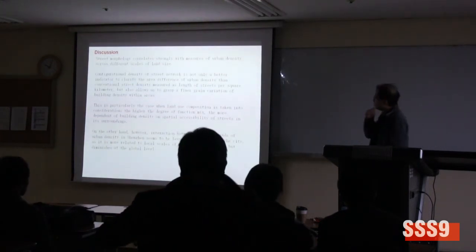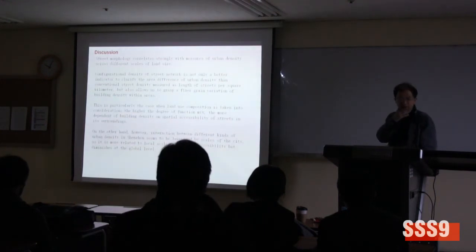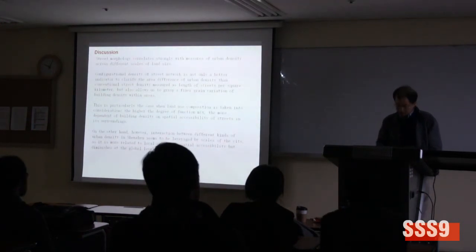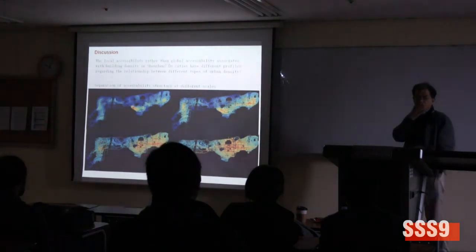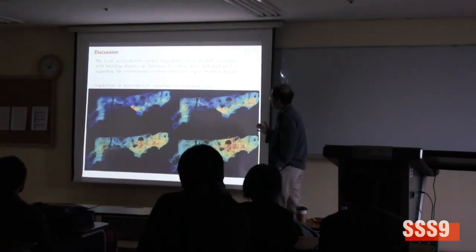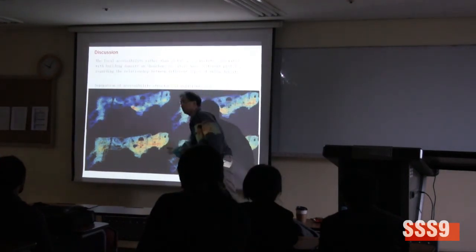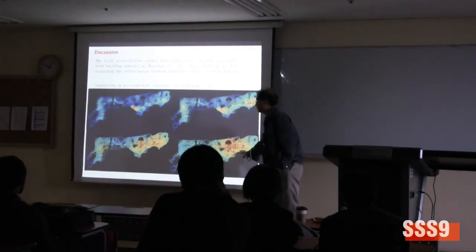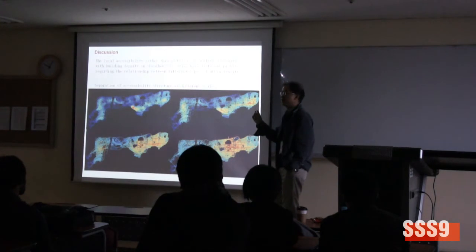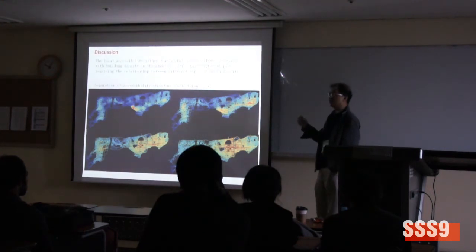On the other hand, however, the interaction between the different kinds of urban density in Shenzhen seems to be leveraged by scales of the city, as it is more related to the local scale of accessibility, but diminished at the global scale. And why? Here shows the integrated structure at different radii: 1,000 meters, 2,000 meters, 5,000, 10,000 meters. We see the centrality is almost constantly shifting, and there's a separation of accessibility structure at different scales.